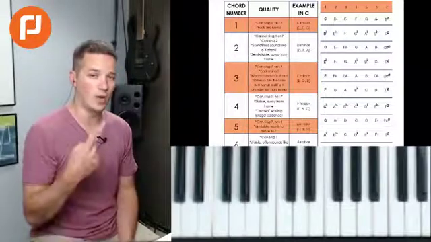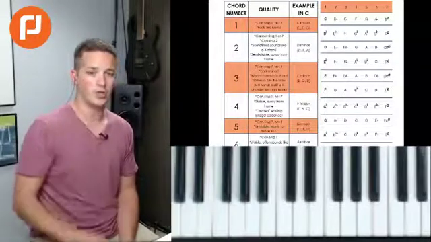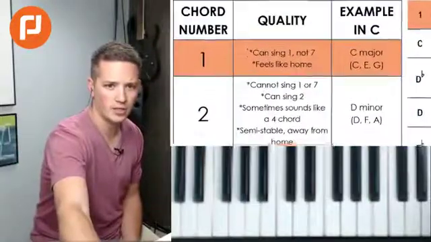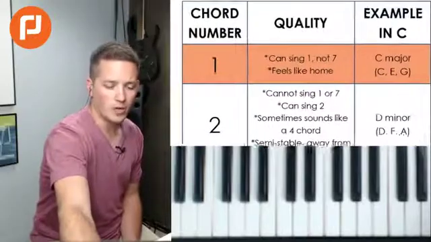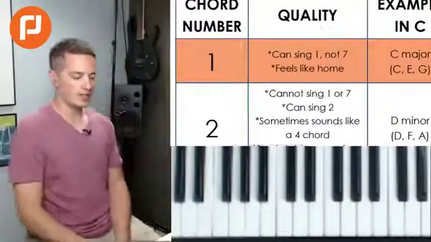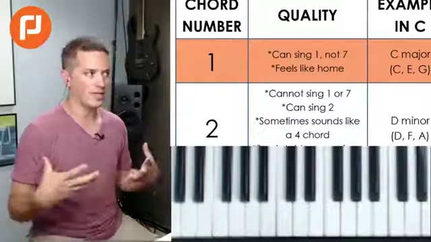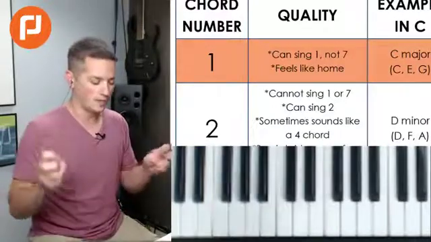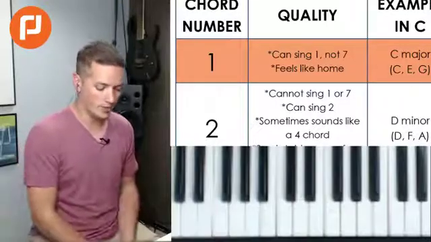We're just going to focus on the 1, the 5, and the 4. So again, on our PDF here, if we take a look at chord number 1, the way that you're going to tell that it's chord number 1 is that when you hear it, it's going to feel like that might be the place where you end the song. It's what I call home. It's the place where the song really rests.